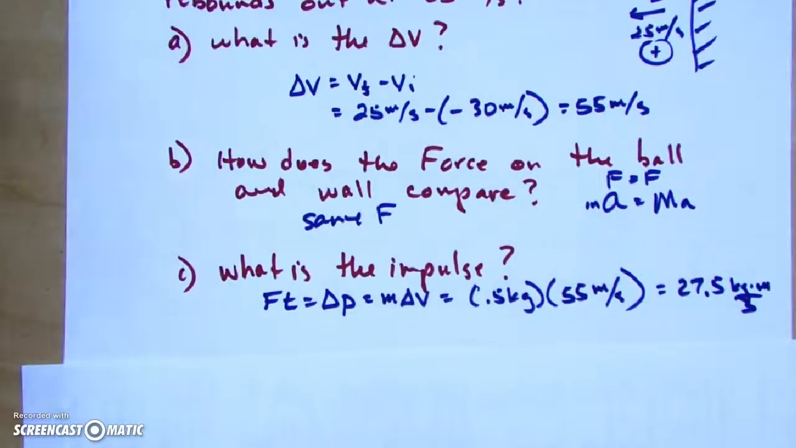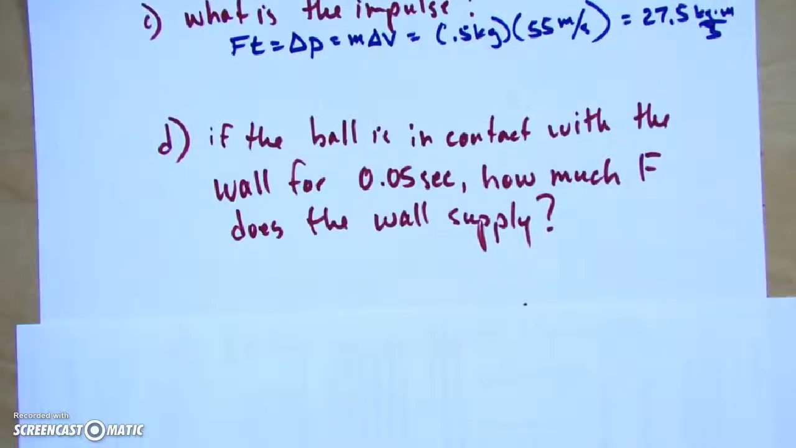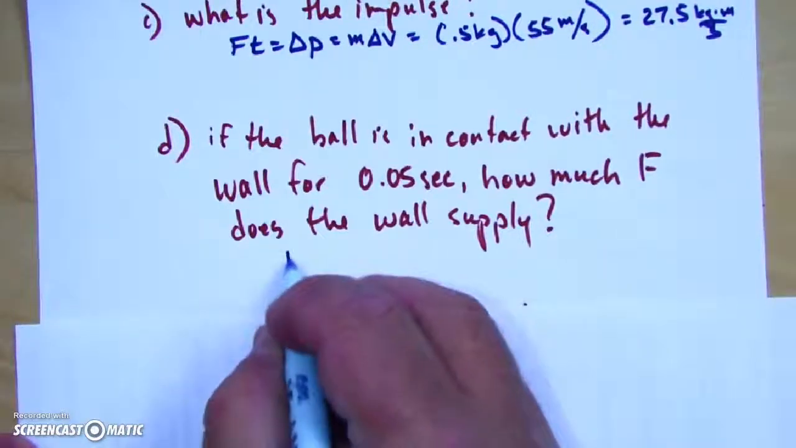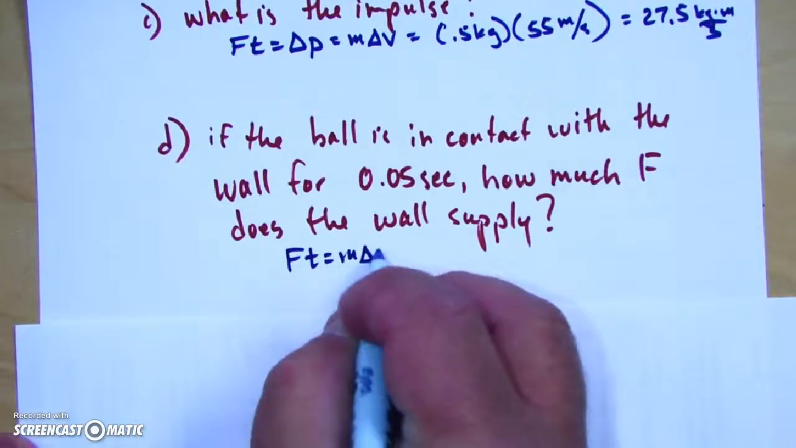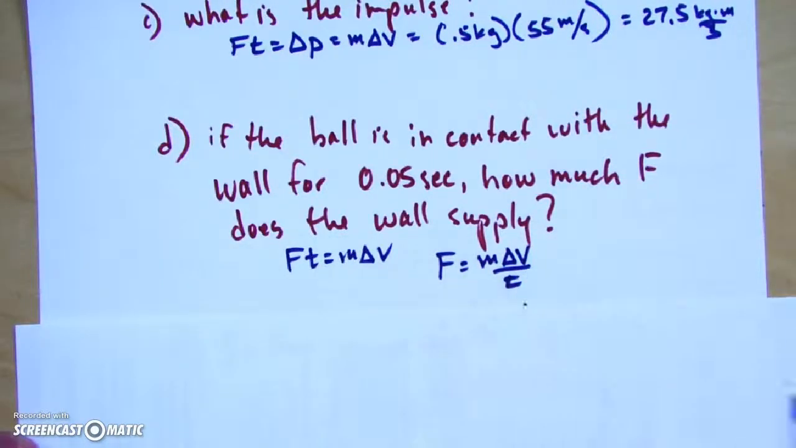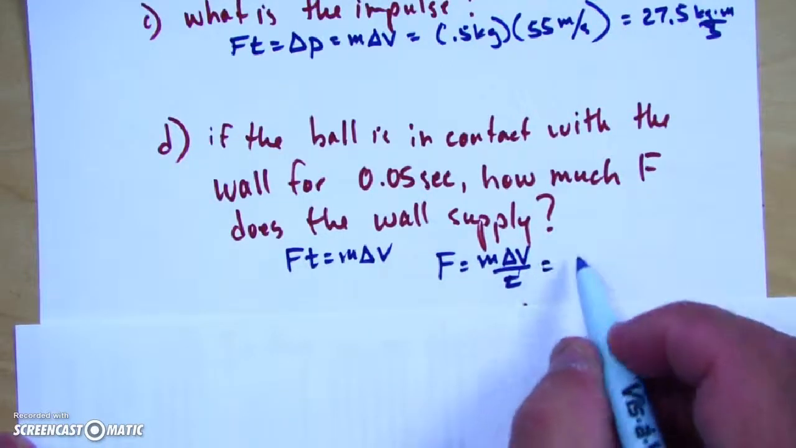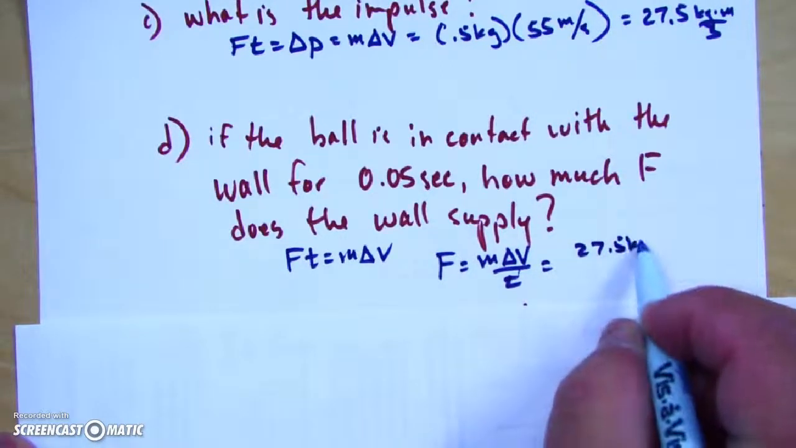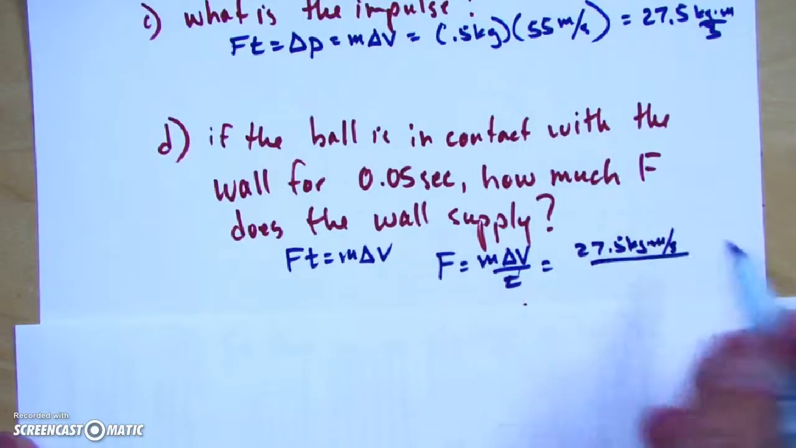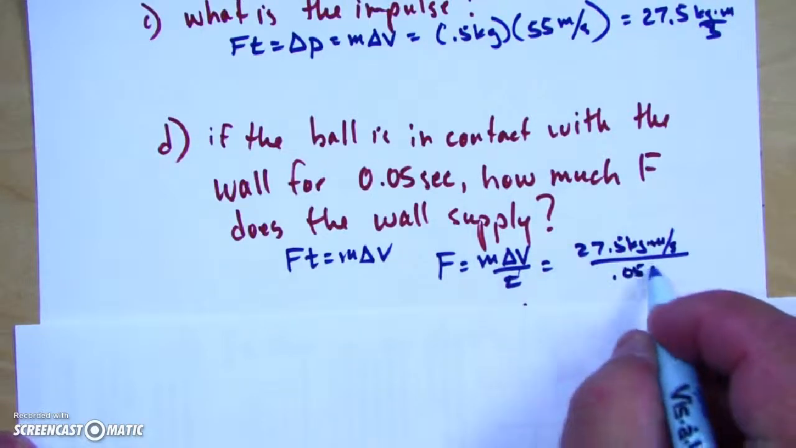So let's extend it one step further. If the ball was in contact with the wall for 0.05 seconds, how much force does the ball apply? So now I'm going to go to Ft is equal to m delta v. Therefore F is equal to m delta v over t. And by the way, this is a problem you could actually solve just from kinematics. You know a is delta v over t, so you could do it that way. But since we already have these other things, we have 27.5 kilogram meters per second, because I've already got m delta v, divided by the time of 0.05 seconds.